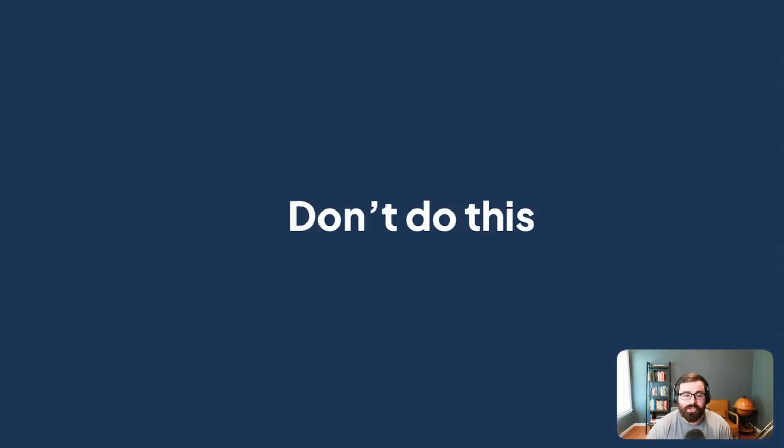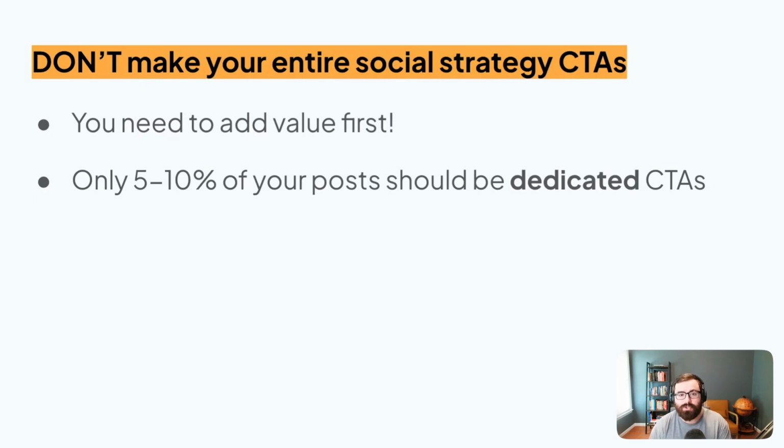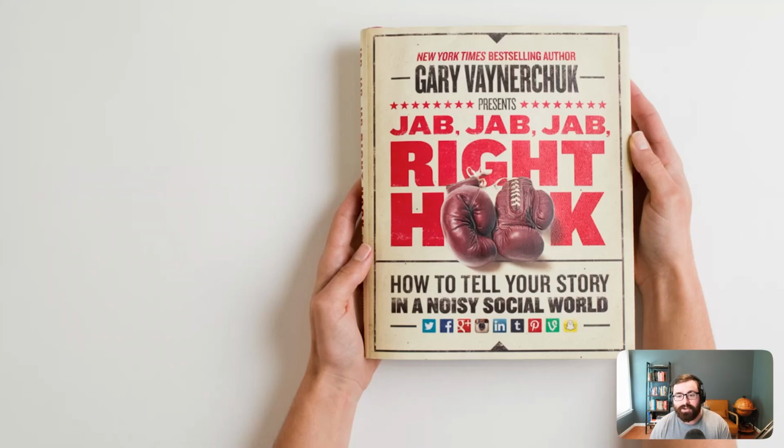Now, what I don't want you to do is this. I don't want you to make your entire social growth strategy just call to actions and sales. You need to add value first. Only 5 to 10% of your posts should be dedicated call to actions like pre-CTAs, post-CTAs, or comment to get posts. You've probably heard of the book from Gary Vee or the concept of jab, jab, right hook. The idea is that you are adding value at least 80 or 90% of the time. That's 90% of your posts or 80% of your posts. And then 10 to 20% of your posts are call to actions for your newsletter or for other things. If you just have all call to actions, you're not going to do well.